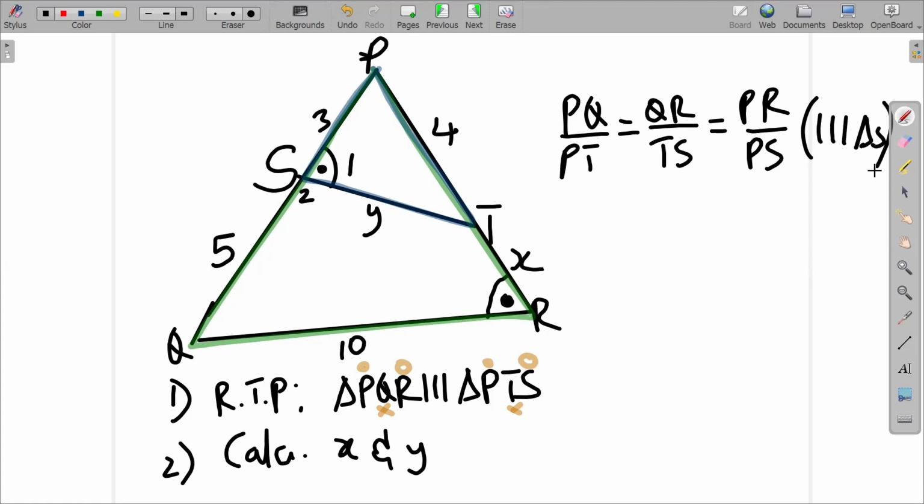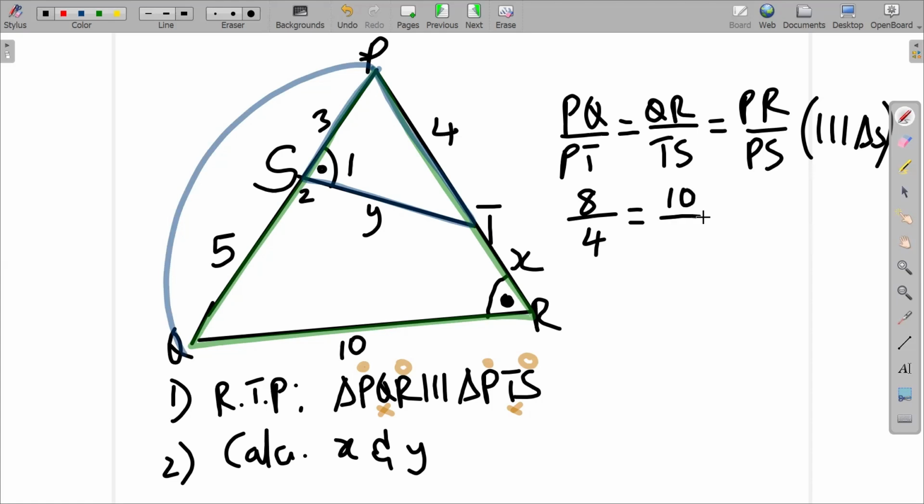And then it is time for substitution. If I look at PQ, very important to note, PQ will be 5 plus 3 according to our diagram. So that's going to be 8. PT is given as 4. So that's PQ, that's PT. QR is given as 10.